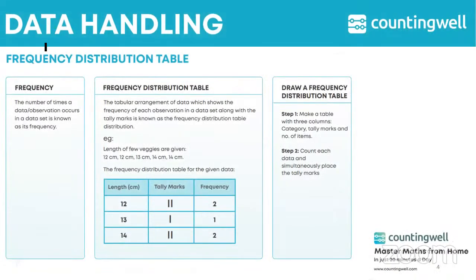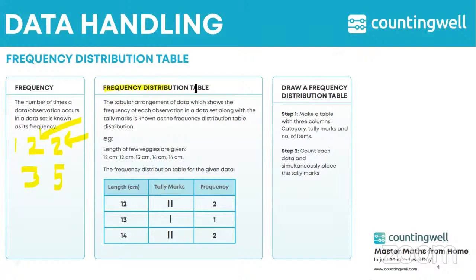Let us see what is a frequency distribution table. Frequency is nothing but the number of times a data or observation occurs in a data set. For example, in a data set 1, 2, 2, 3 and 5, if you want to find the frequency of the observation 2, you can see the number of times 2 is repeated. 2 is repeated twice. That's why the frequency of observation 2 is 2.